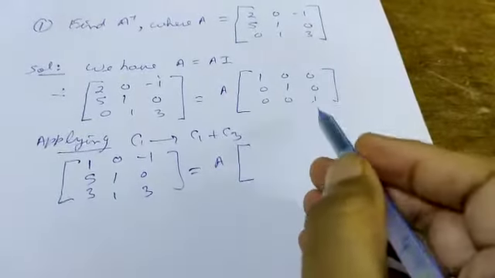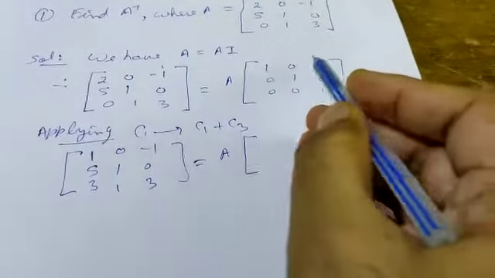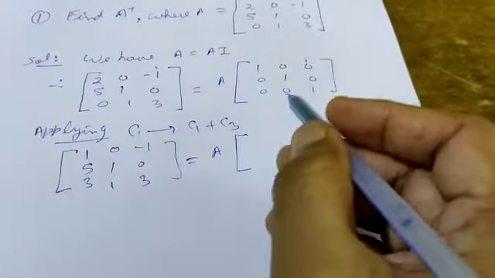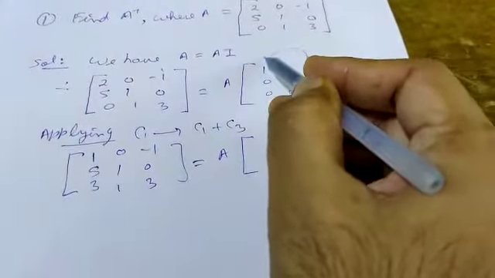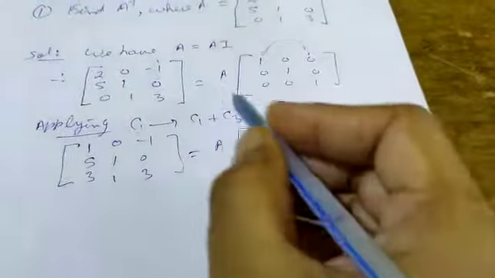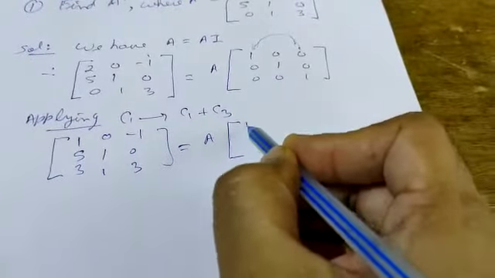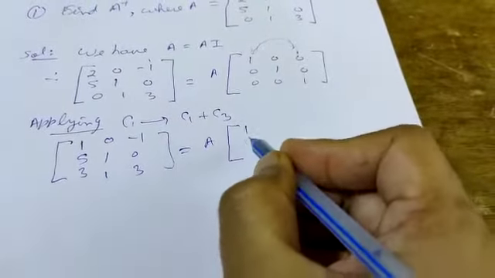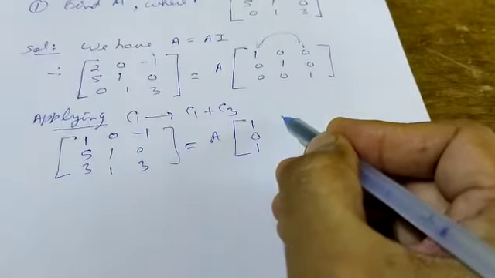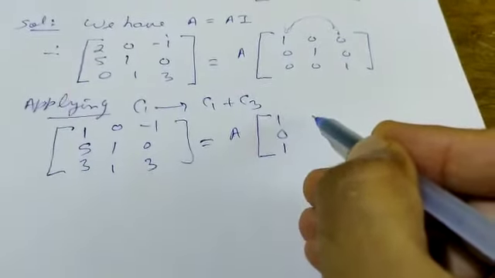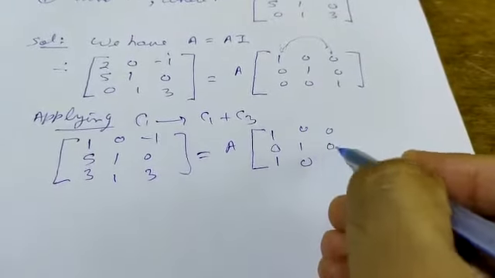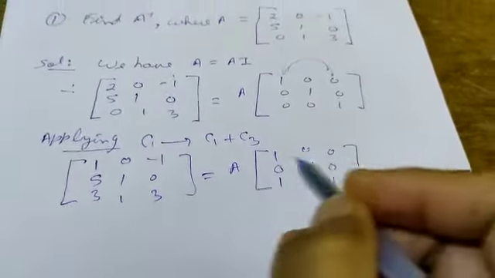Now here also, in the same way, we'll add column 3 to column 1. Column 3 is to be added to column 1. So 1 plus 0 is 1. 0 plus 0 is 0, and 0 plus 1 is 1, and the remaining 2 columns will remain as they are. That is 0 1 0 and 0 0 and 1.